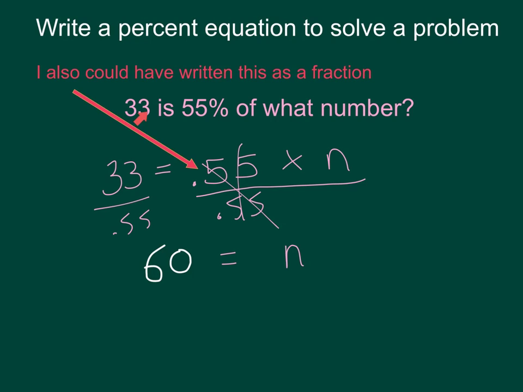So when I look at this now, it says 33 is 55% of 60. And if I think about it, that makes sense because 50% of 60 would be 30. So 55% of 60 being 33 makes sense.